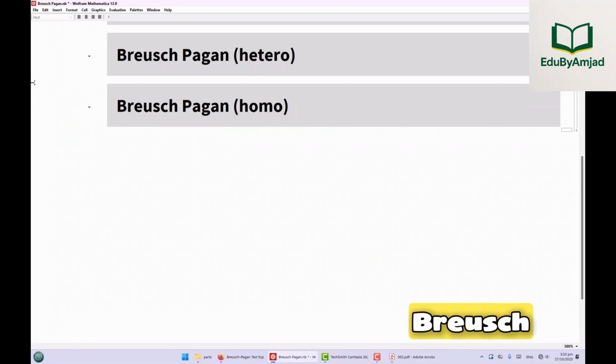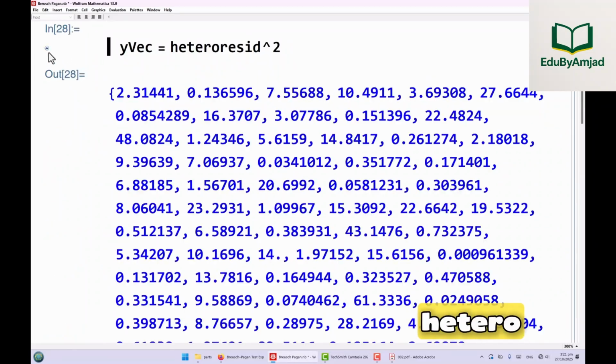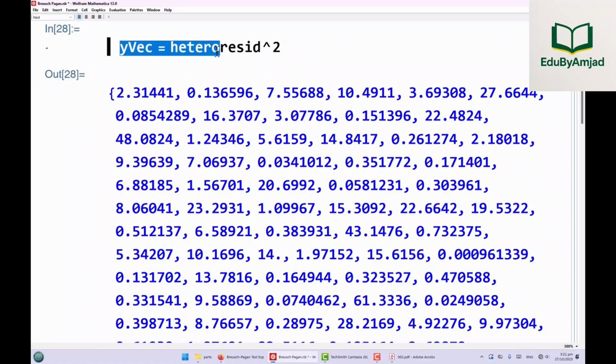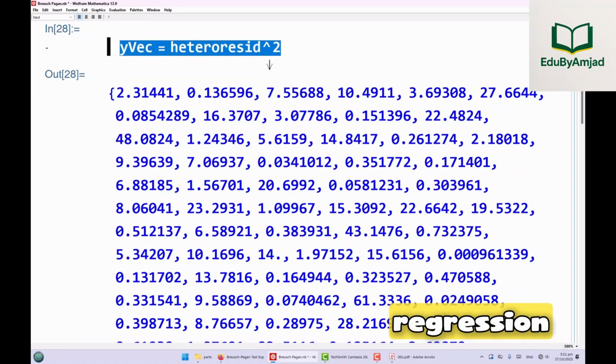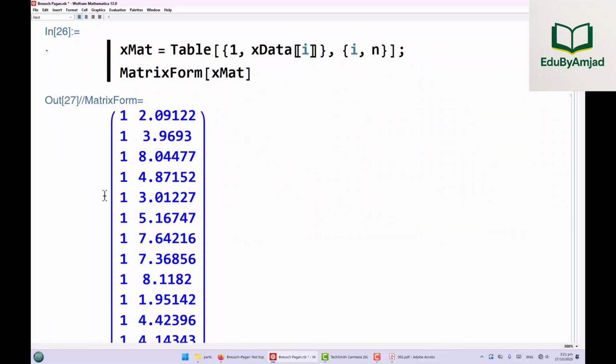Let's apply the Breusch-Pagan test to check for heteroskedasticity in the residuals named heteroresid. To run the auxiliary regression, we define the dependent variable y vector as the square of heteroresid. Next, we create the X matrix with two columns: the first column of ones for the intercept, and the second column of x values.